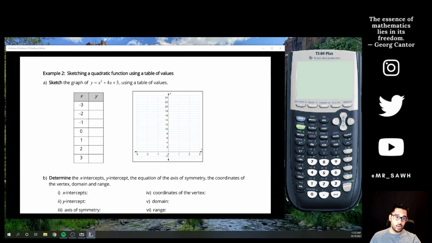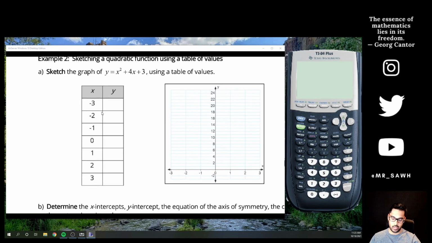You could also draw this out by hand as well to see what it's going to look like. So we can be a little bit smart about this. And if I know my calculator and how it works, it will give us a table of values here too. So I'll show you how to do that. We'll put in our equation. So in y equals, we'll do x squared plus 4x plus 3.